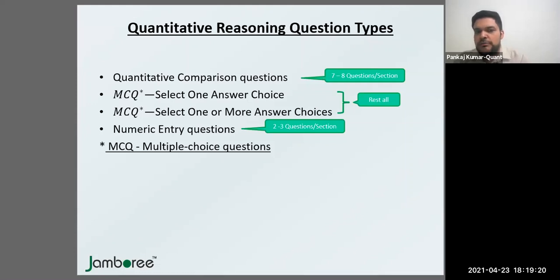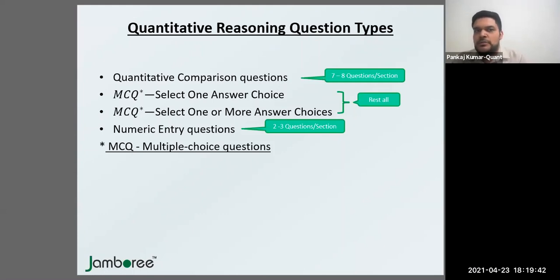The first is the quantitative comparison question. Guys, when I'm saying comparison question, this is going to be completely different as compared to MCQ because of the writing and the nature. I've written MCQ with one correct choice, and MCQ with one or more answer choices.